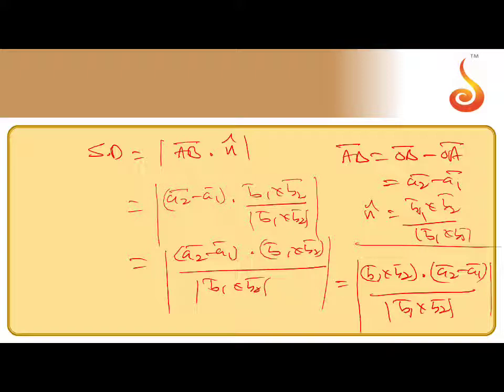It is the derivation for this one. Okay, SD between skew lines is the formula for that one. I hope you understand this one. This proof is important from the examination point of view. Okay, thank you.